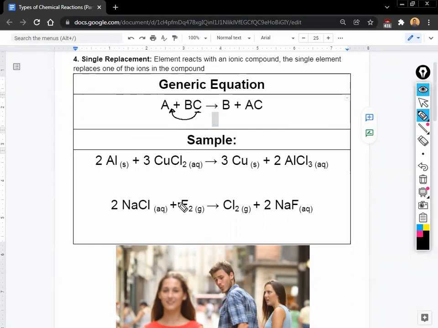Okay, so again, I recommend writing down one of the examples. I think this one is the easier one to write down, so copy this down. Here you'll see that Na and Cl are together, and F2 is by itself. But what's going to happen is Na is going to leave Cl to be with F. And so you'll see here at the very end, Na is with F and Cl is all by itself. Okay, that's what a single replacement reaction is.